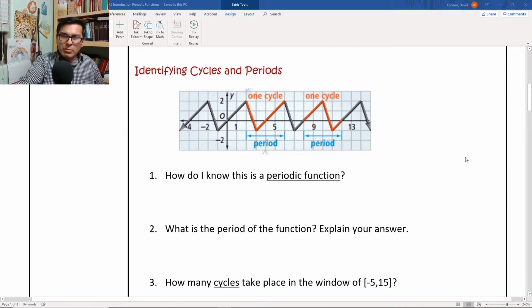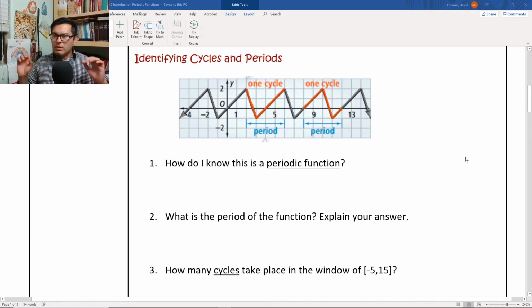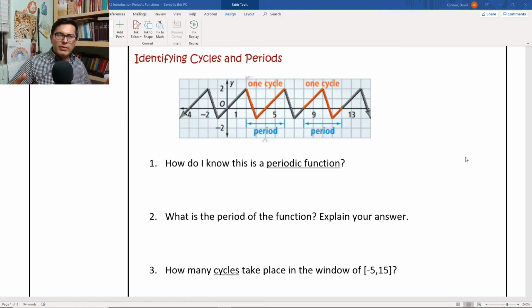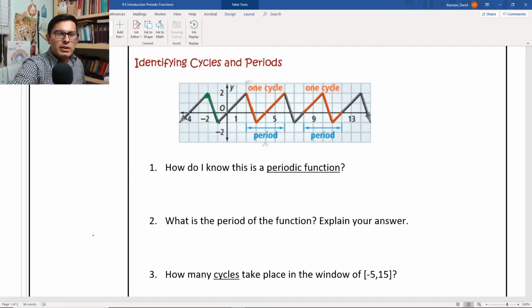This is an example of a periodic function. Now, how do I know this is a periodic function? Remember the vocabulary term that we gave you was it repeats a series of y values. What does that actually mean? Well, that means that whatever y value that we start from, let's say we start from here, this big green dot, and we're going to follow it down, and then we're going to follow it up. See how we made this little V shape right here? That is going to repeat.